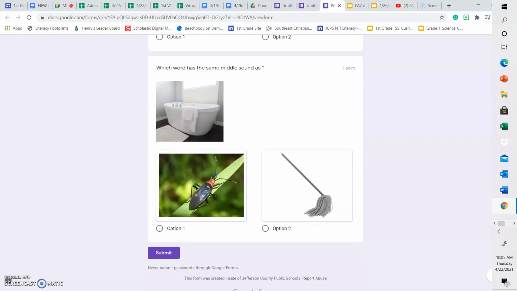For the next question, which word has the same middle sound as tub? Tub. Bug or mop? Which word has the same middle sound as tub, bug, or mop? Then hit the submit button when you're done selecting your answers.